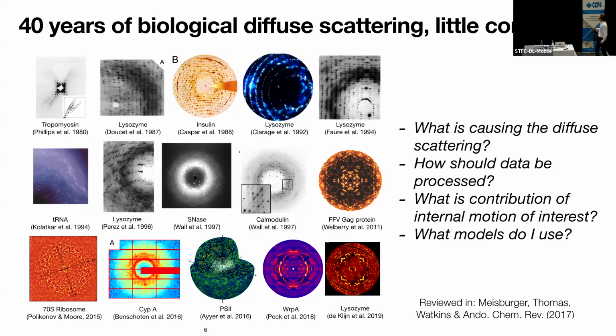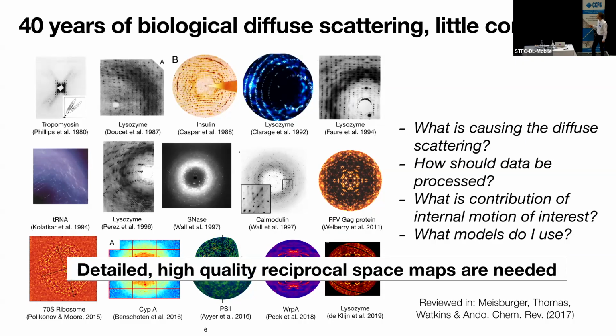When I started doing this, which was actually around 2016, I had all these questions like, what is causing diffuse scattering of proteins? How should data be processed? What is the contribution of our internal motions that we care about versus other kinds of disorder? What models should I use to interpret the data? So actually, the field had not converged on answers to any of these questions. It was still very unknown.